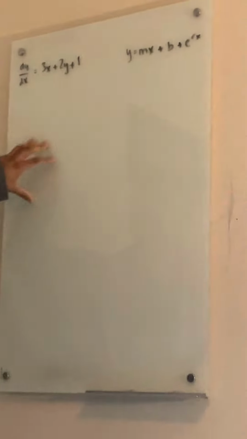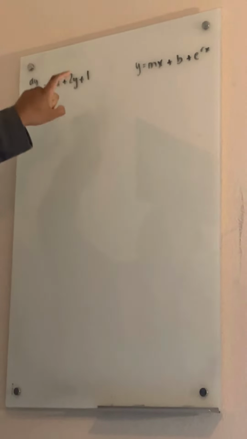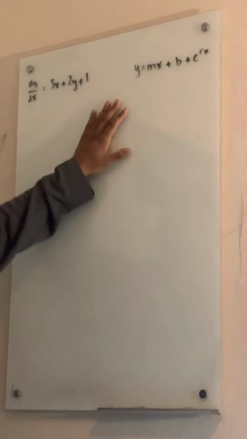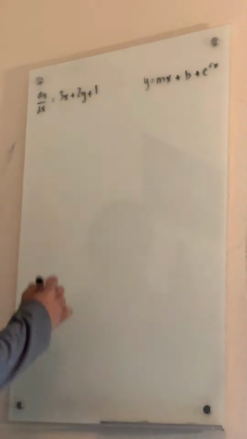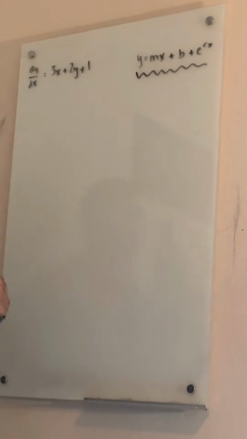Just to reiterate, the goal is we were given this differential equation, dy over dx is equal to 3x plus 2y plus 1. And they said the solution is this, where y is equal to mx plus b plus e to the power of rx.